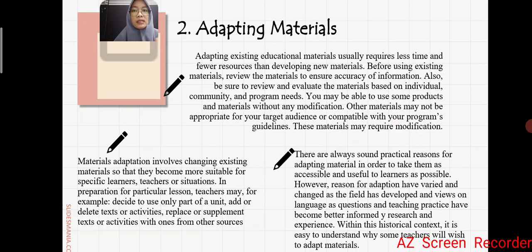There are always some practical reasons for adapting materials in order to make them as accessible and usable to learners as possible. However, reasons for adaptation have varied and changed as the field has developed, and views on language acquisition and teaching practice have become better informed by research and experience. Within this historical context, it's easy to understand why some teachers will wish to adapt materials.